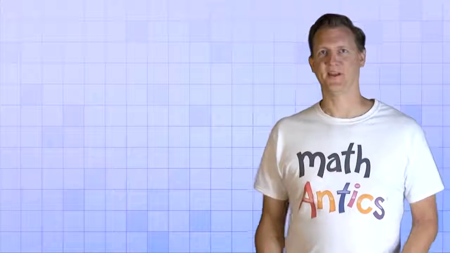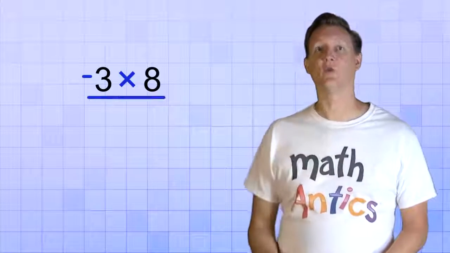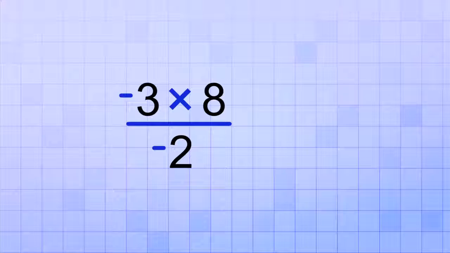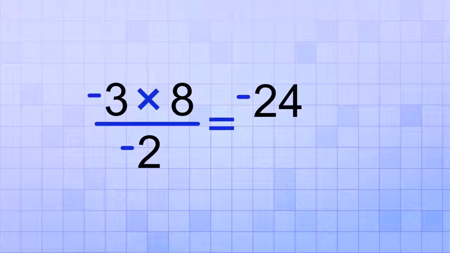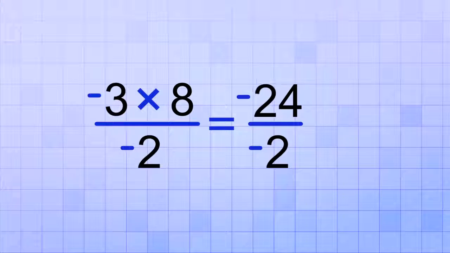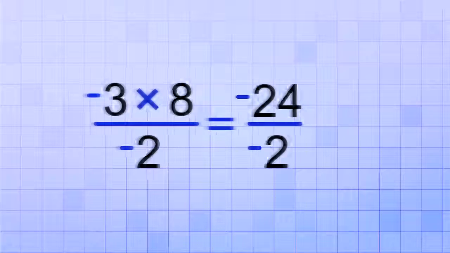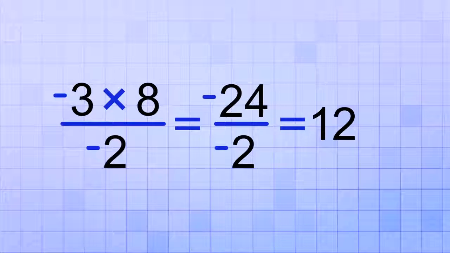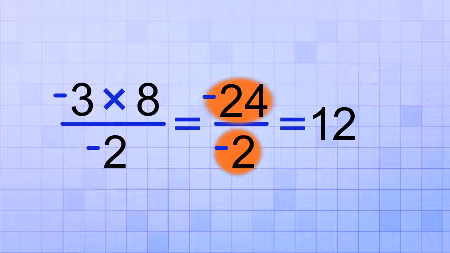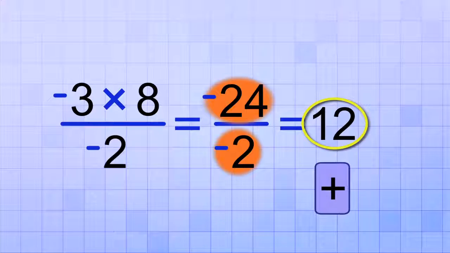How about this one? Negative 3 times 8 over negative 2. Well, on the top, negative 3 times 8 is going to give us negative 24, since 3 times 8 is 24, and there's only one negative factor. And then, negative 24 divided by negative 2 is going to be positive 12, since 24 divided by 2 is 12, and we have two negatives, which means our answer will be positive.